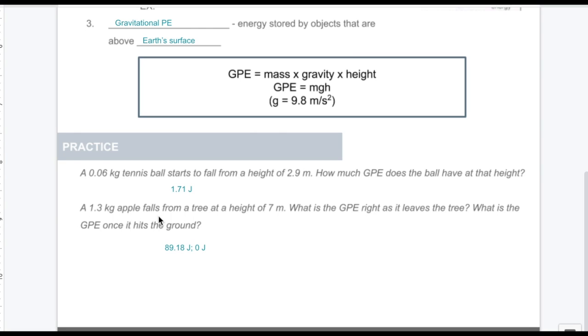For the next one, a 1.3 kilogram apple falls from a tree at a height of 7 meters. What is the GPE right as it leaves the tree? What's the GPE once it hits the ground? So we're going to find the GPE. The mass of the apple is 1.3 times our gravity, 9.8, times our height of 7, and we'll get 89.18 joules. Then if we were to find the GPE once it hits the ground, our height is going to be 0. So our mass, 1.3 times 9.8 times 0, will give us 0 joules.